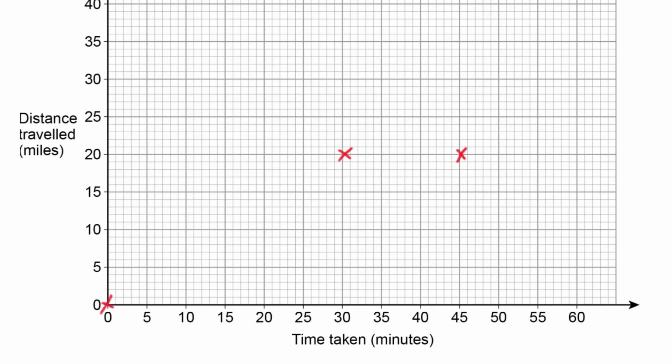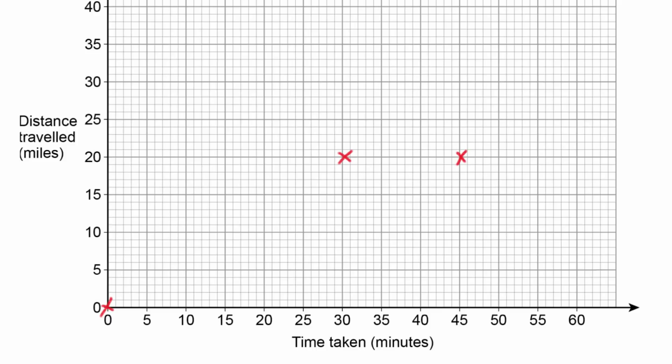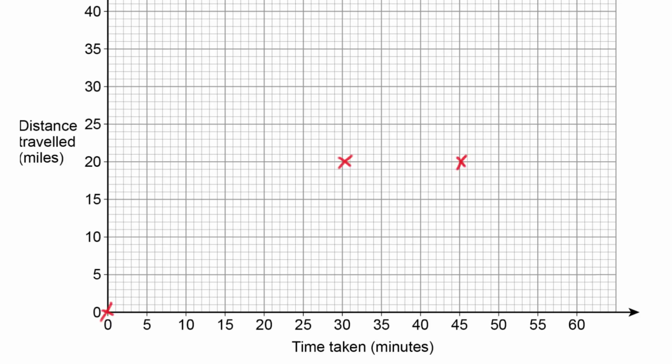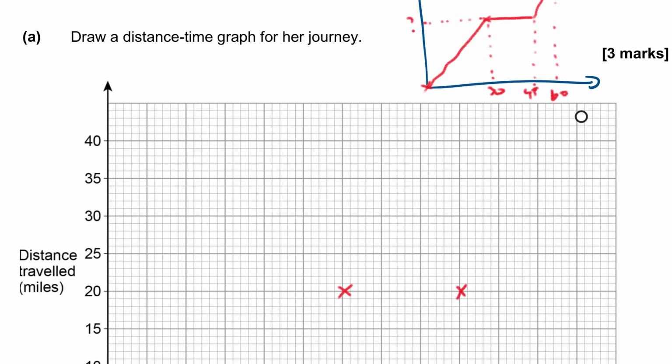And then she's going to be traveling at 60 miles an hour for the next 15 minutes. So if she can do 60 miles an hour, then 15 minutes is a quarter of an hour. So she can go a quarter of that distance in 15 minutes. So a quarter of 60, half and half again, is 15. So she's going to do 15 miles in 15 minutes.